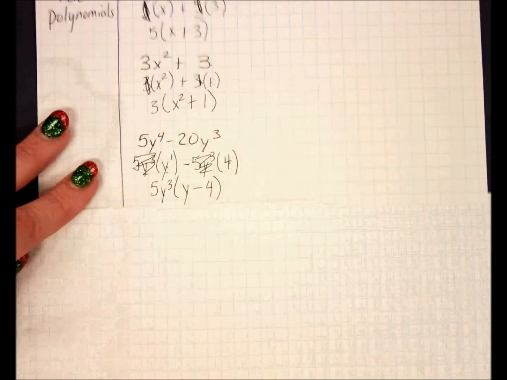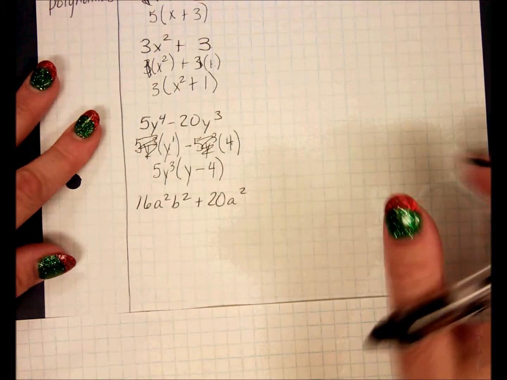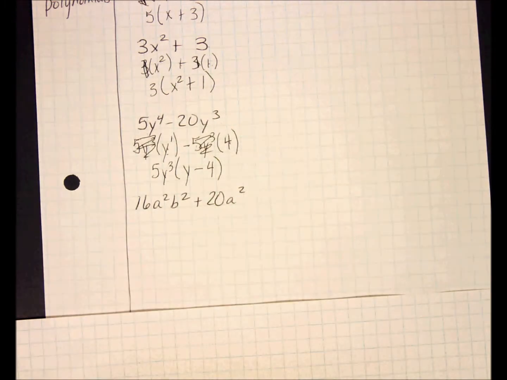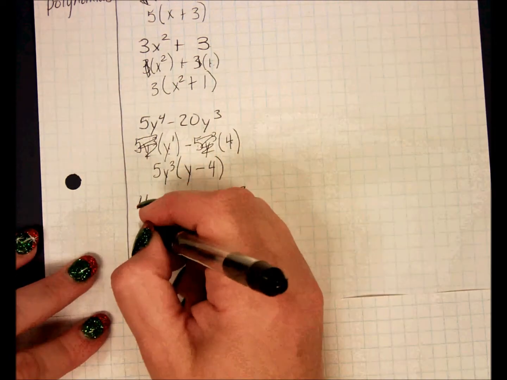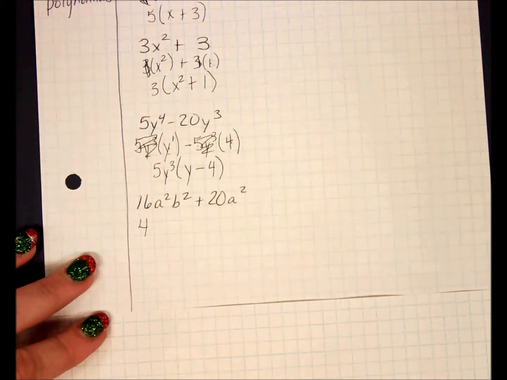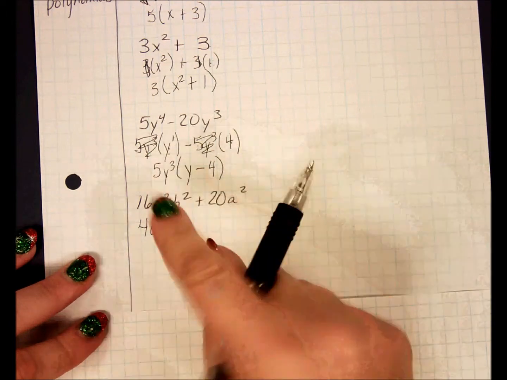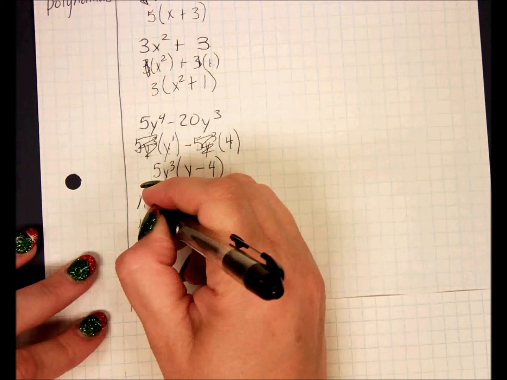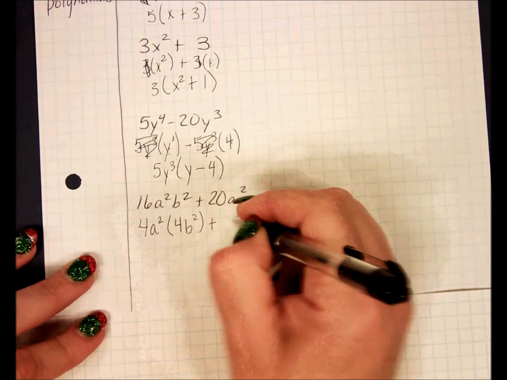Let's try another one. This is another one that's a little bit more involved. Again, looking for the largest number and the largest amount of letters we can take out. So this problem, I can divide both of them by 4. So I know I'm going to get a 4 out of both of the numbers. Both of them have a squared. So I'm going to take the a squared out as well. So for this term, 4 times 4 equals 16. We already have a squared, and all that's left then is b squared plus 4a squared.